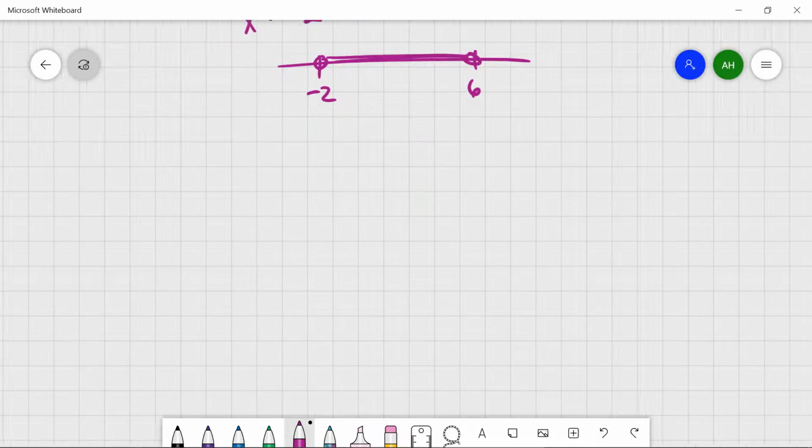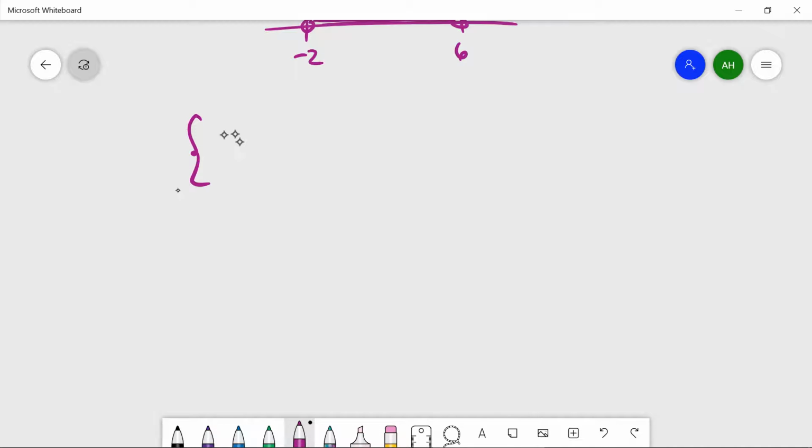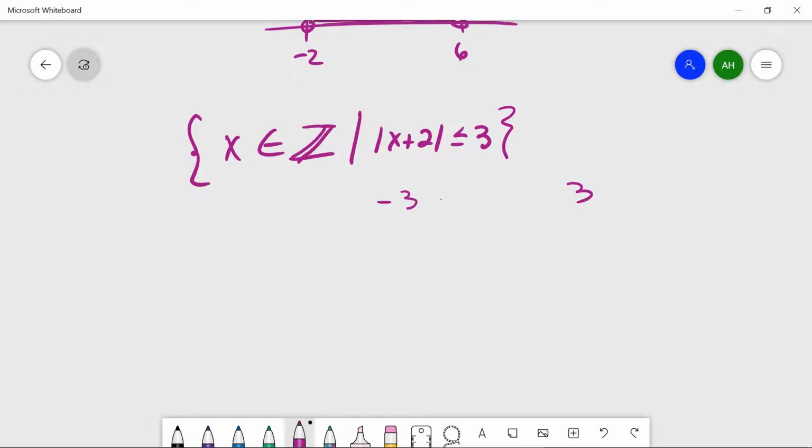All right, let's do another one. We're going to graph this set where x is an element of integers such that the absolute value of x plus 2 is less than or equal to 3. Remember that my little z sign is going to be integer. So we're going to have our -3 and our +3 over here, with a little "and" idea.